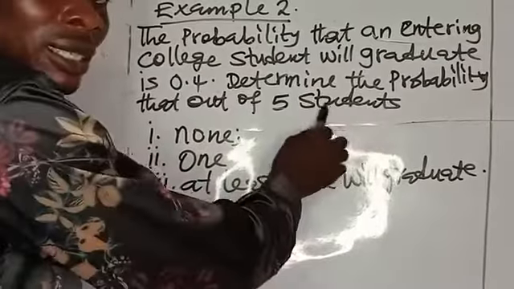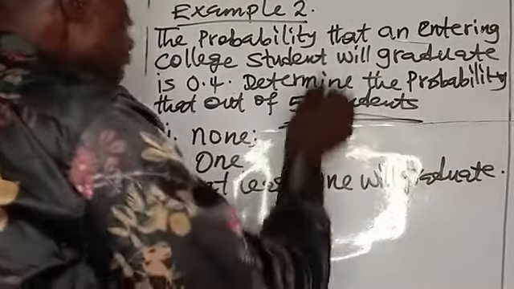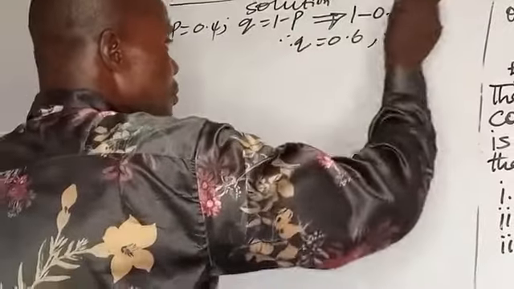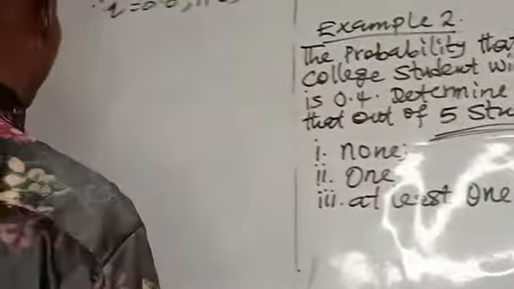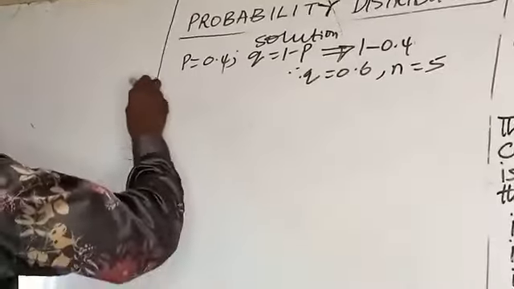Determine the probability that out of 5 students, the number of students, our n is 5. 1, none will graduate. Now let's have the solution to number 1.